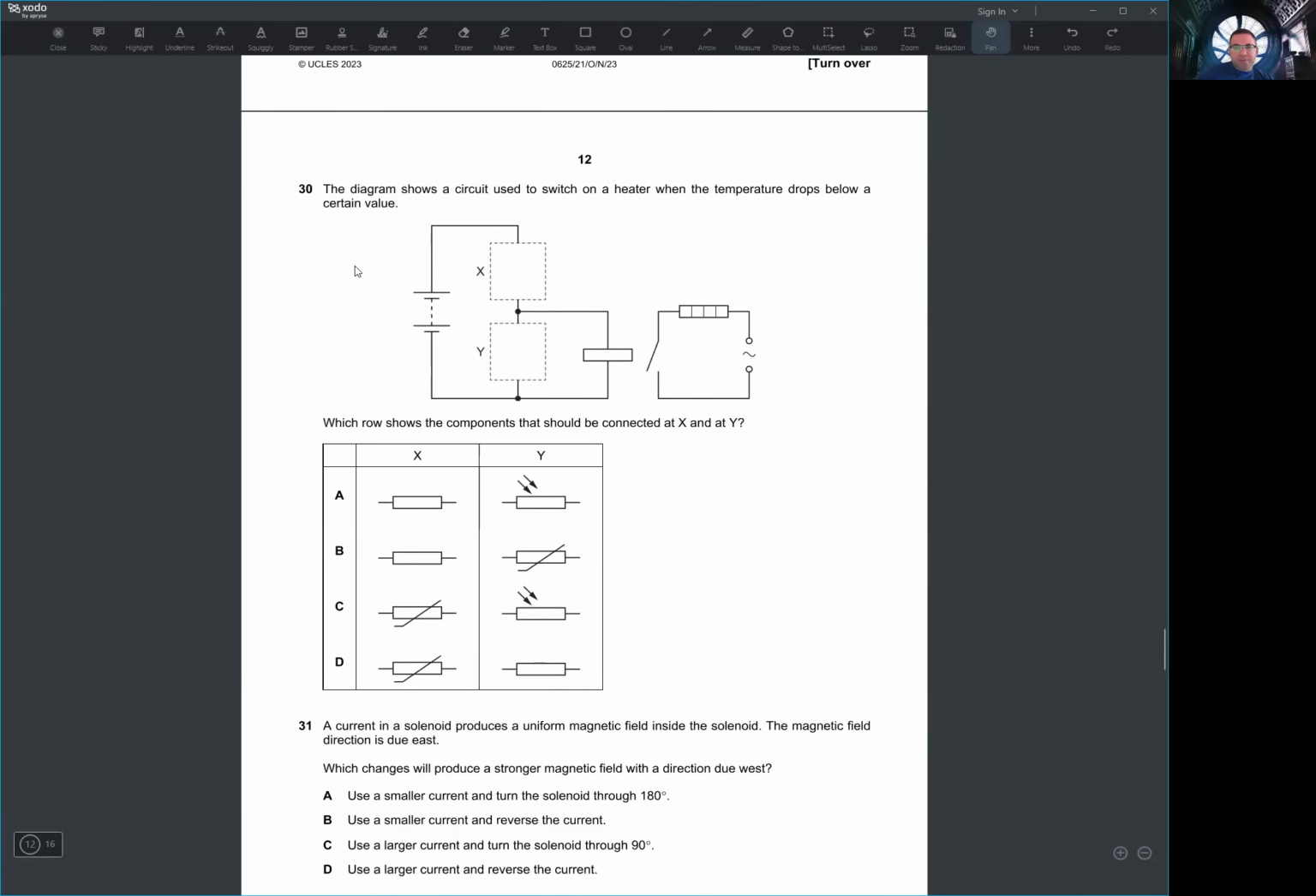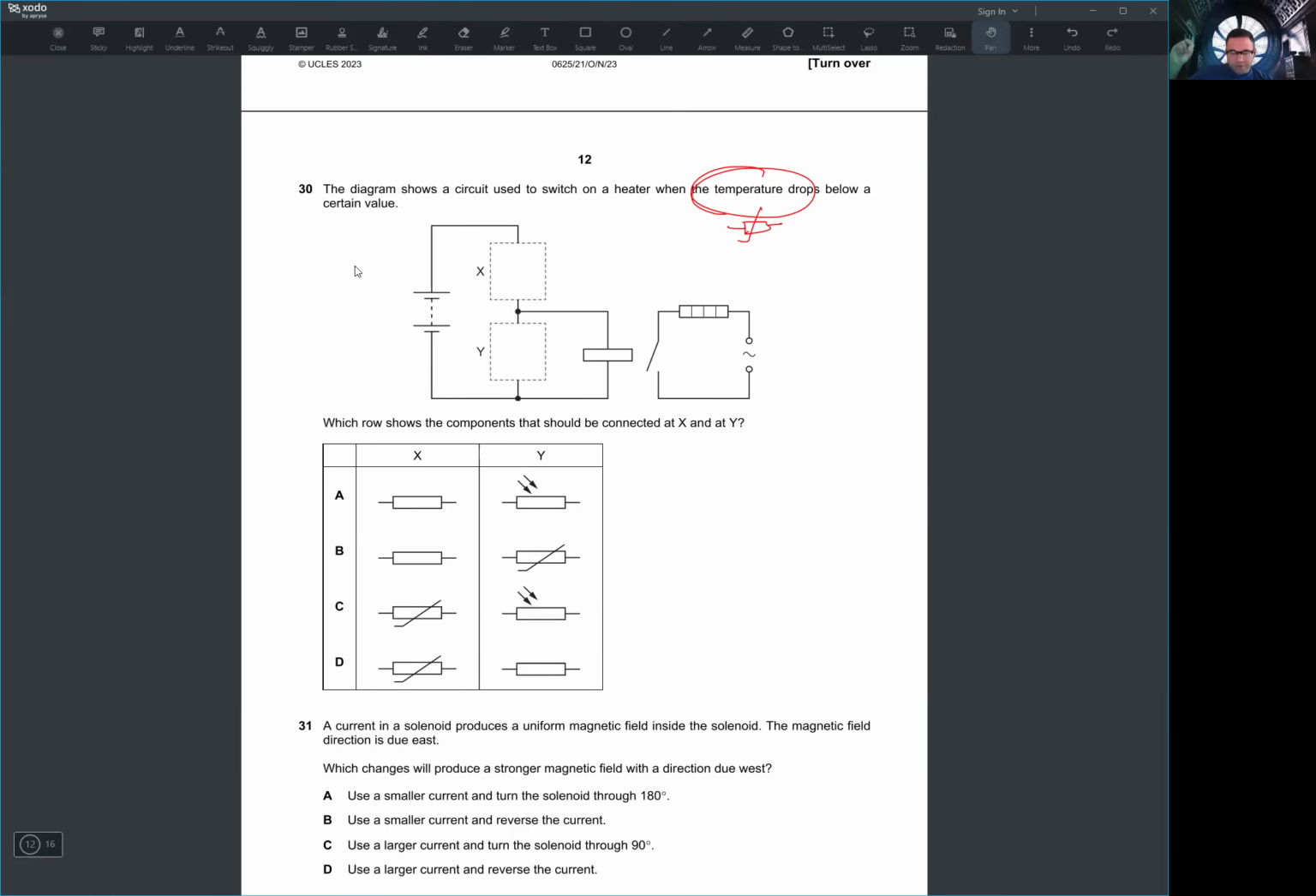A diagram shows a circuit used to switch a heater on when the temperature drops below a certain value. I see two of them and a relay. So this is probably two resistors in series. One of them has to be what? He said when temperature drops, one of them has to be a thermistor for sure, because it has to be sensitive to temperature.